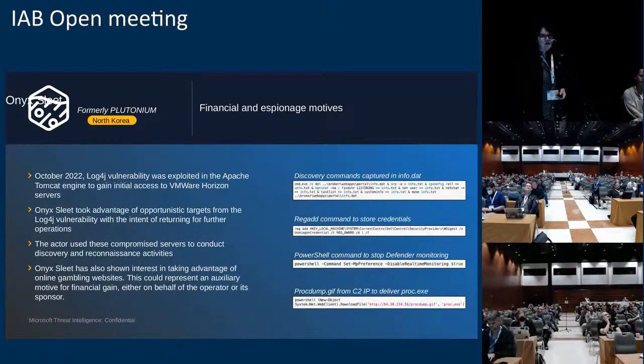Onyx Sleet, which was formerly Plutonium, again, has financial and espionage motives. So if you think about the fact that they looked at the online gambling websites, we're really seeing a lot of targeted attacks from that perspective, but then also thinking about some of the Log4j vulnerability that they used. And if I said Log4j, who in this room knows what I'm talking about? Excellent. Great. I'll ask you later.